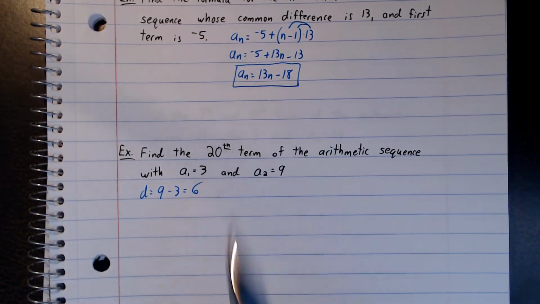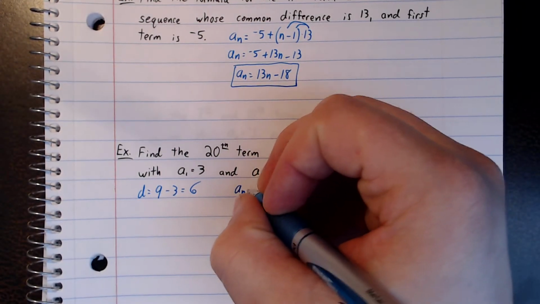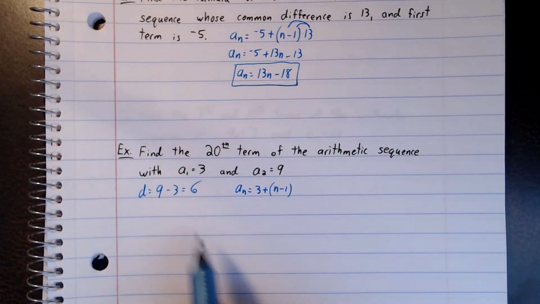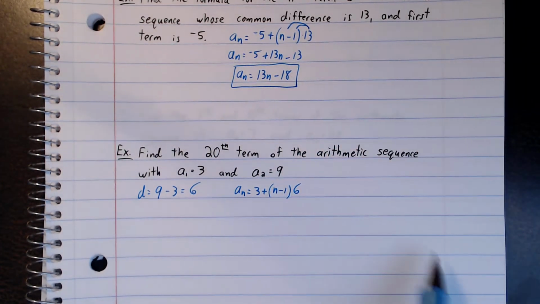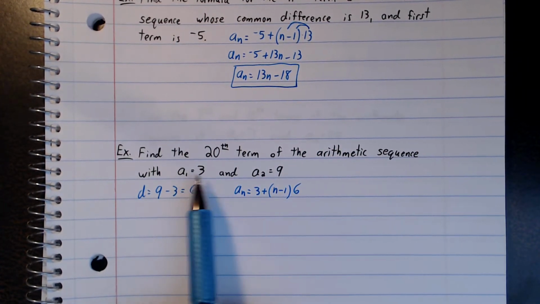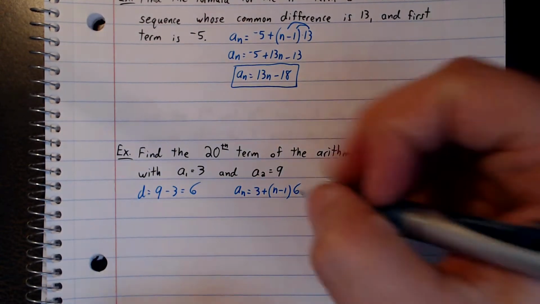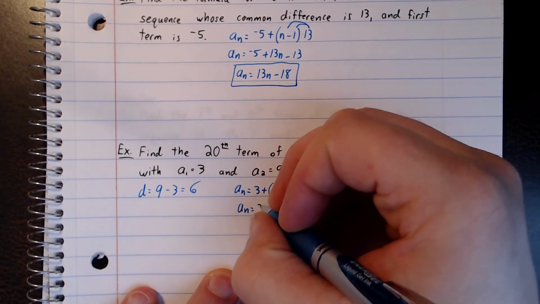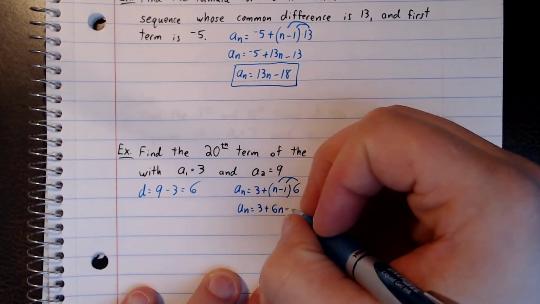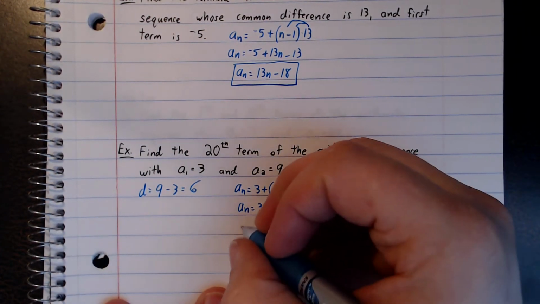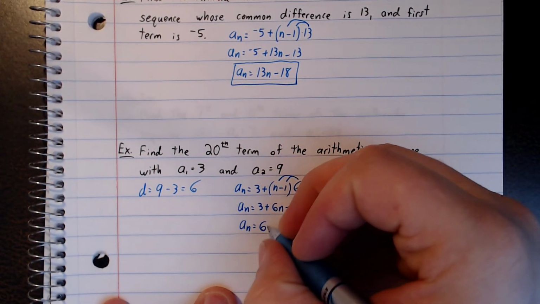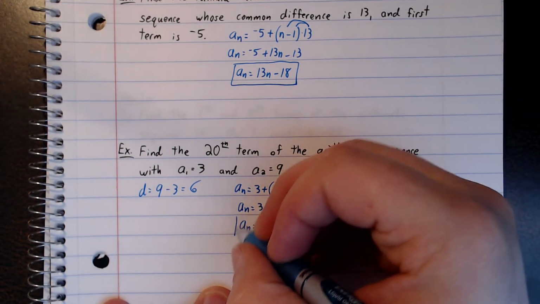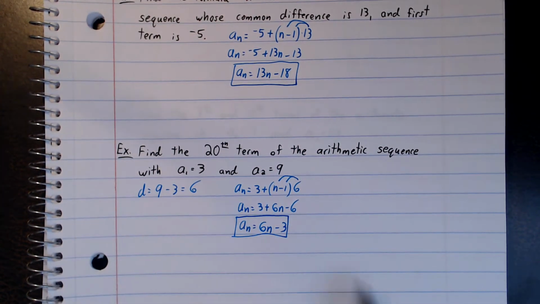Now we can plug into the formula we were using before. We know our first term is 3, and we just found our common difference is 6. So even though they didn't give it to us in this problem, we knew, because they were consecutive, that we could find it. So we have to distribute. If we combine like terms, our equation is going to be 6n minus 3. That's our formula.